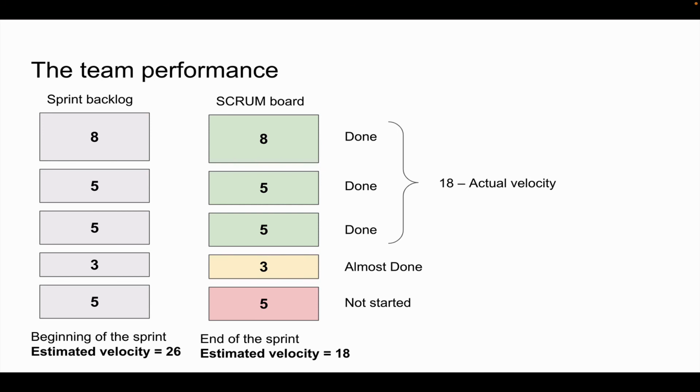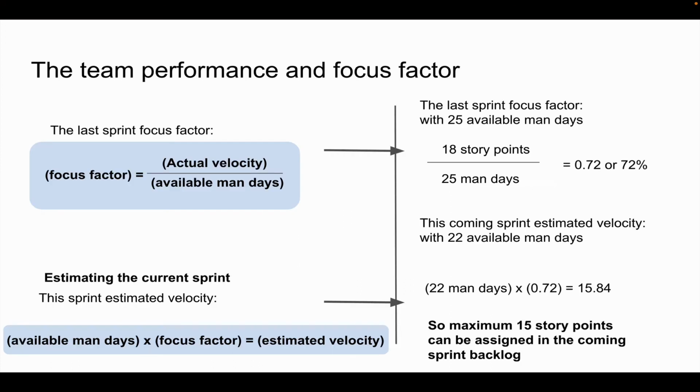And then there was one that was almost done. When it's almost done, then it's not done, right? So that means they have to move that to the next sprint and work on it there, with these additional cards plus whatever they can take from the product backlog. So in this case, the actual velocity becomes 18.